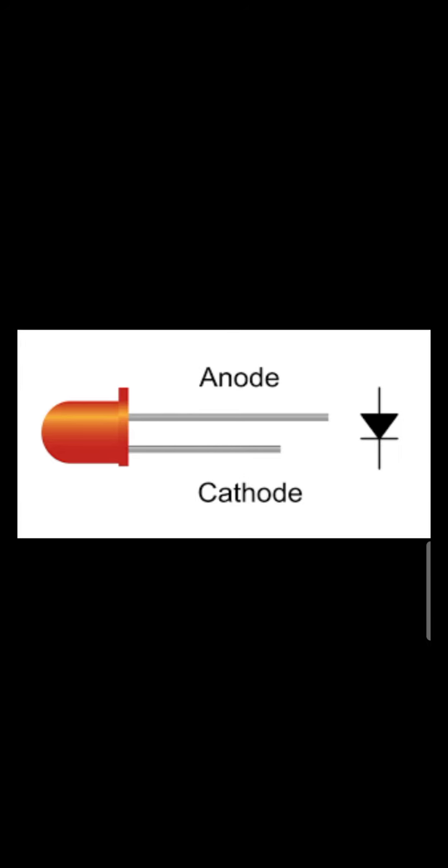Okay, and mainly this black single-headed arrow blocked by one straight line is known as the diode. This helps to light this bulb.